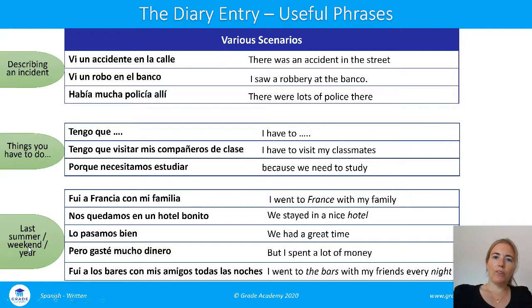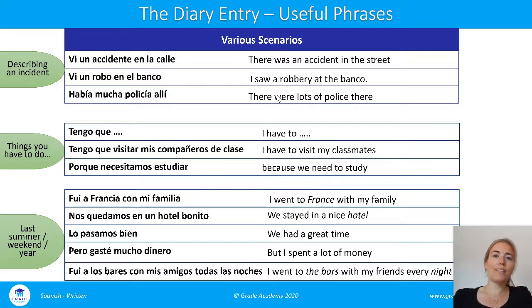Here are 3 different possible scenarios that you may have to describe. So an incident could be one, and you'll notice you can start this with vi, I saw, and then just say what the incident was you saw. Había, there was or there were. So it doesn't really matter what the incident was. Obviously, you're going to need the vocabulary to describe it, but if you keep it simple, you can use the word vi, I saw, and había, there was or there were.